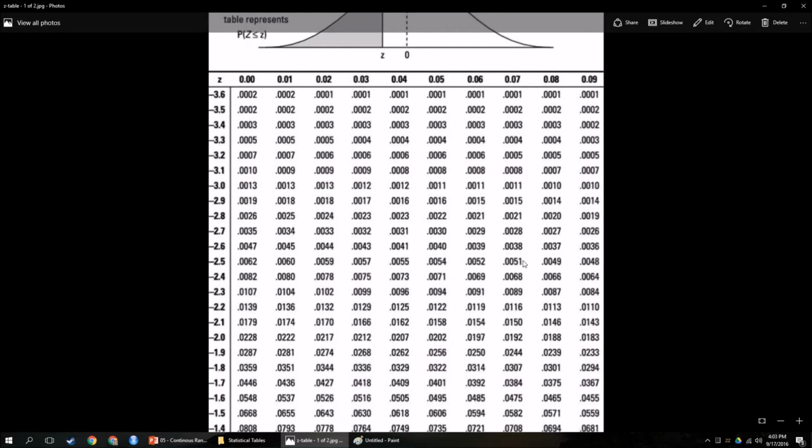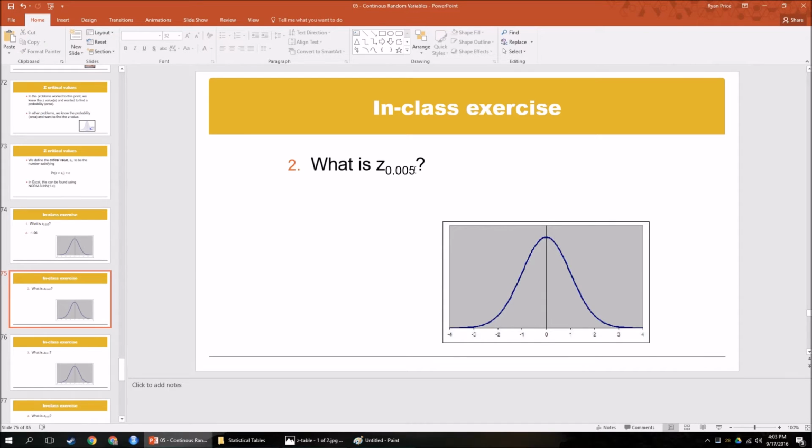But anyway, I was looking for 0.005. It's somewhere between these two. It must be somewhere in this range of z values. Okay, so the answer for this one is negative 2.575, which is negative 2.57 or negative 2.58. All right, so that's that one.